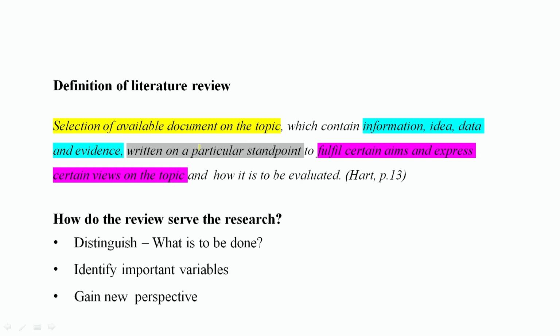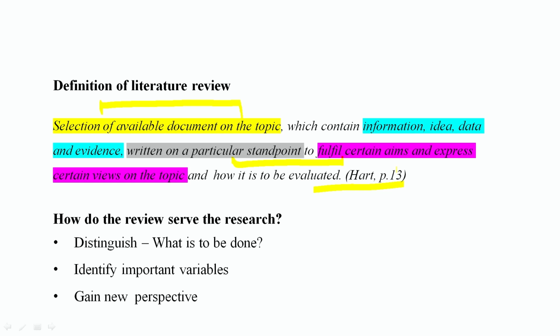Let us see the definition of literature review. It refers to the selection of available documents on a particular topic that contain information, idea, data or evidence that gives you a background to go ahead with your research plan, that supports your research agenda, and how it is going to give you a direction to your research. This definition is provided by Chris Hart.